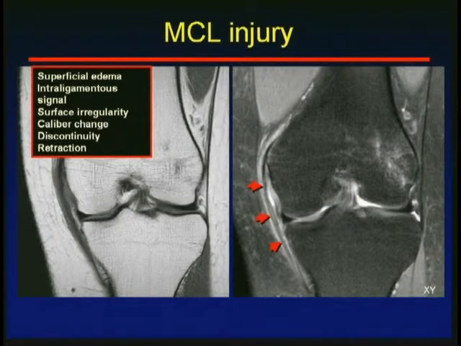So here, as you look at the superficial band of the medial collateral ligament, you can see that there is internal signal within it that's separate from the tibial collateral bursa. It is changing in caliber. Normally the ligament is thickest at its femoral portion and then thins as we get down into its lower portions. Here we see going from thin to thick, which is abnormal. And then in more severe cases, complete discontinuities or retractions may be present.